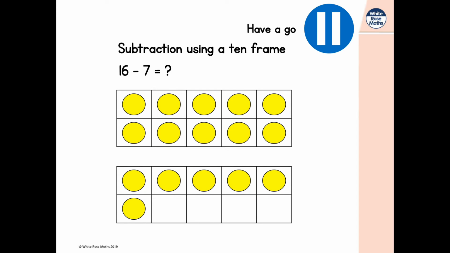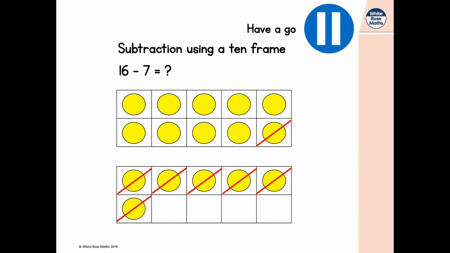Right. Do you remember how we can show subtraction? Exactly. We can draw an X through it. We could remove the counters. But today I'm going to show you by just drawing a line through them. And how many am I going to draw a line through? Did you say 7? Yes. So starting at the bottom, I'm going to draw 7 lines. 1, 2, 3, 4, 5, 6, 7.